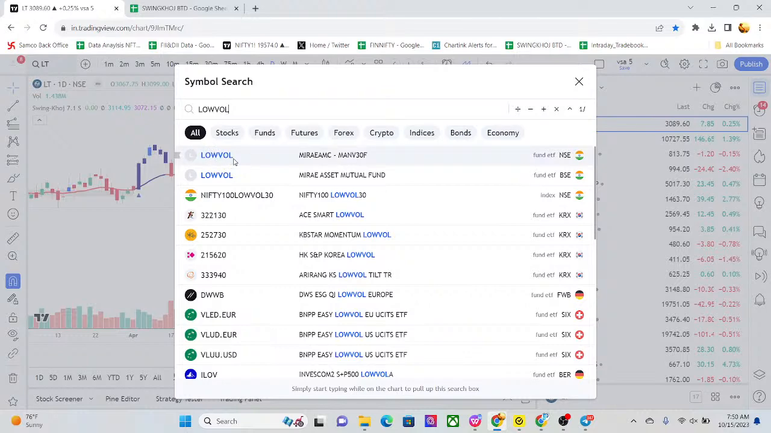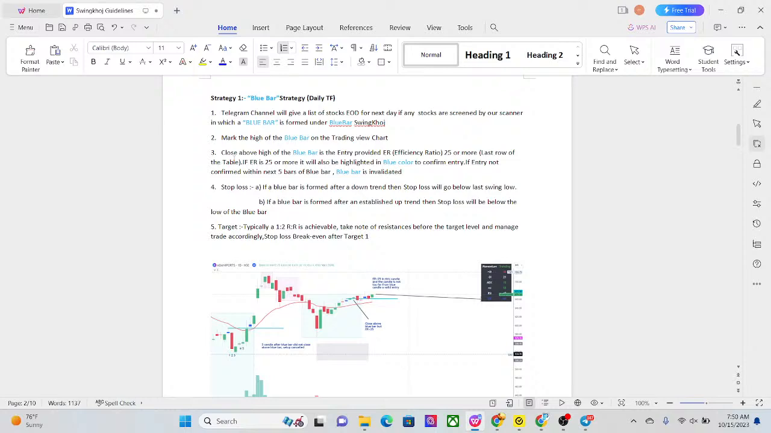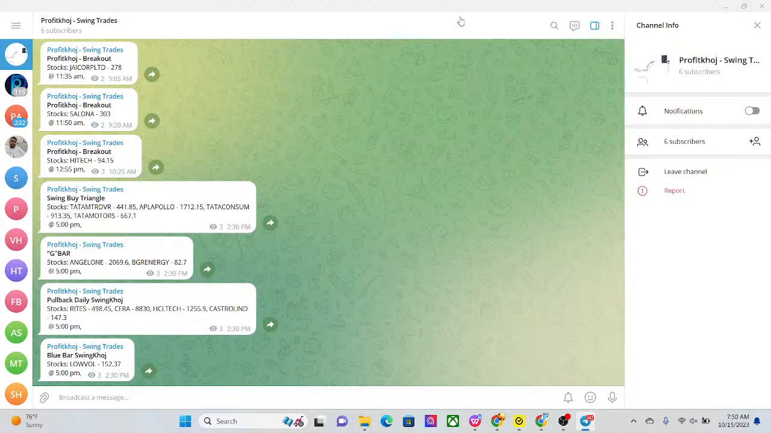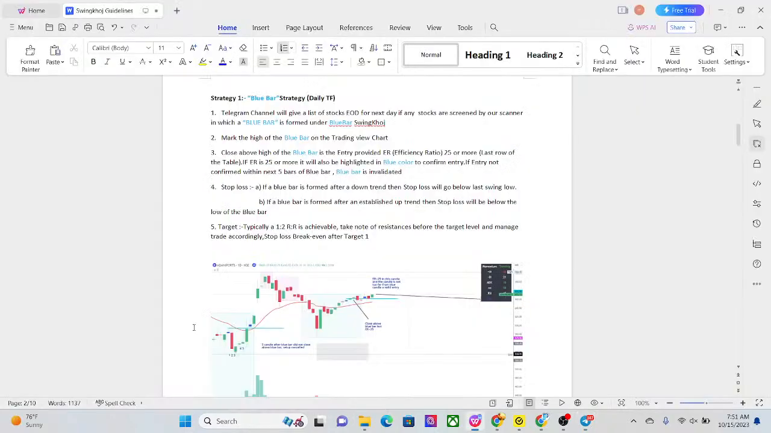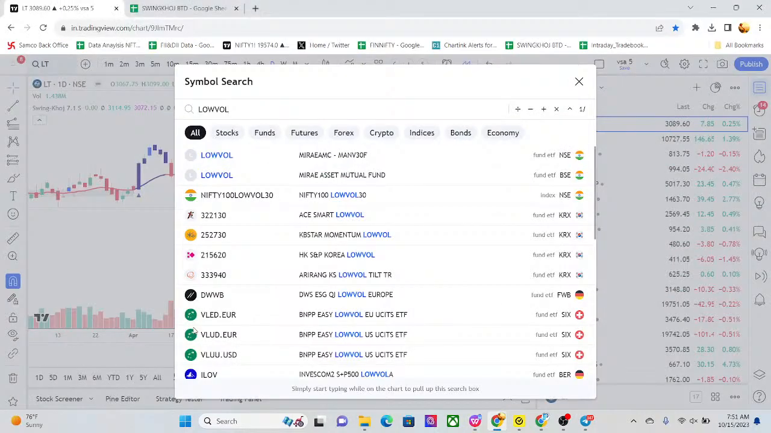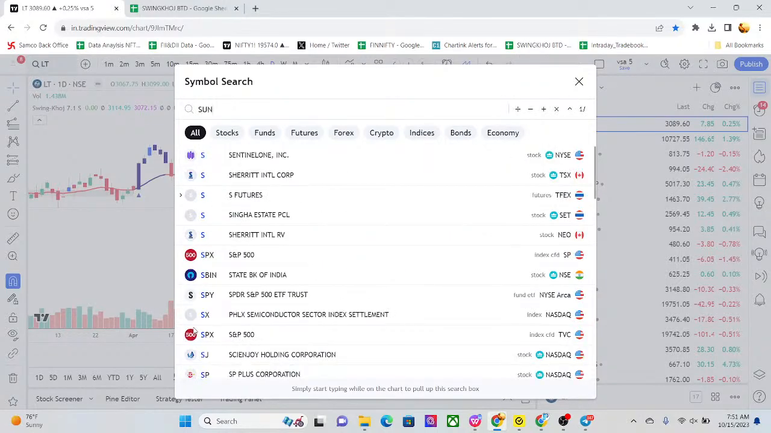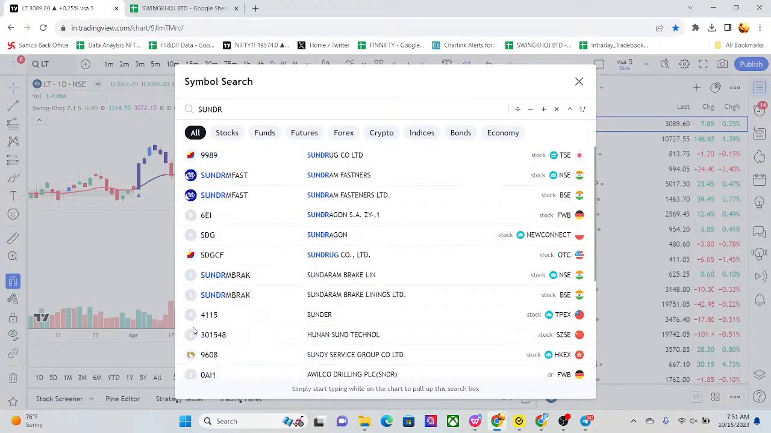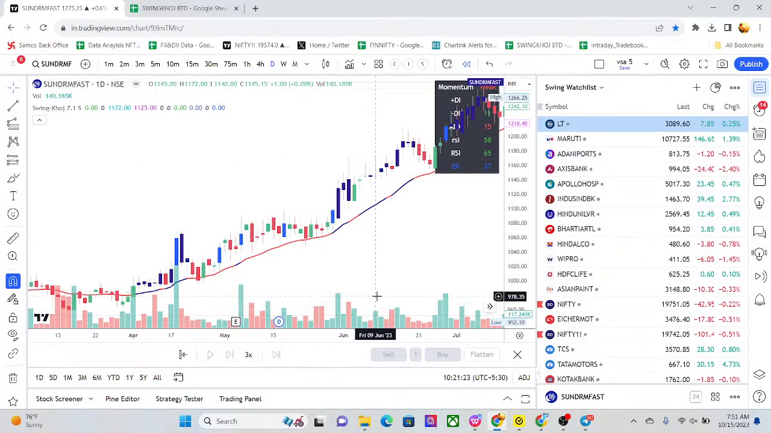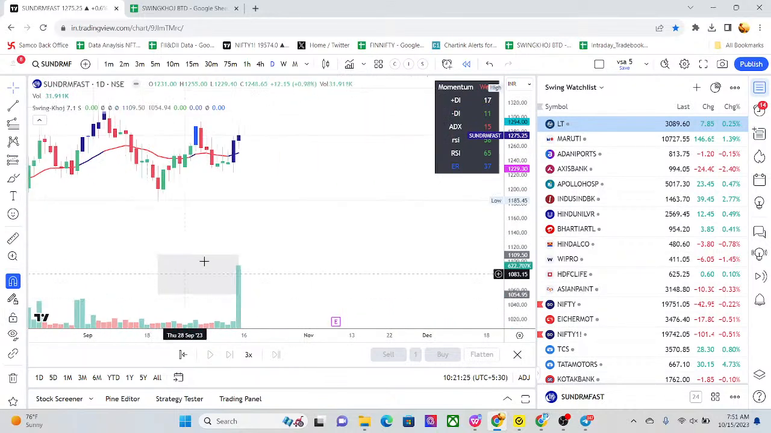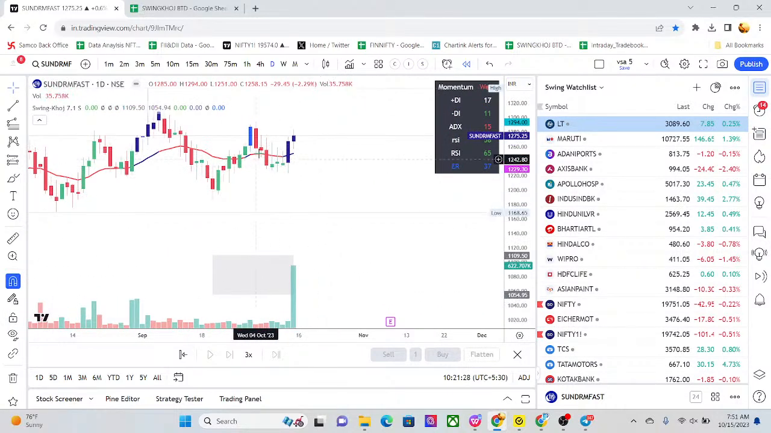This is an ETF. So let's check any other stock previously. You can see here Sundaram Fasteners is here. You can see there's a blue bar here, Sundaram Fasteners.